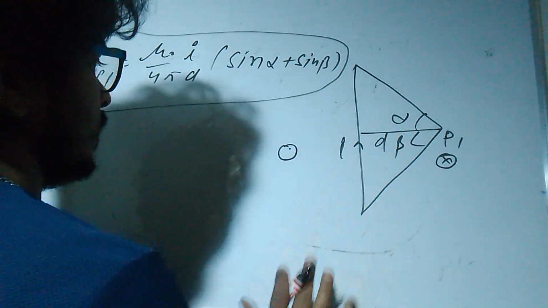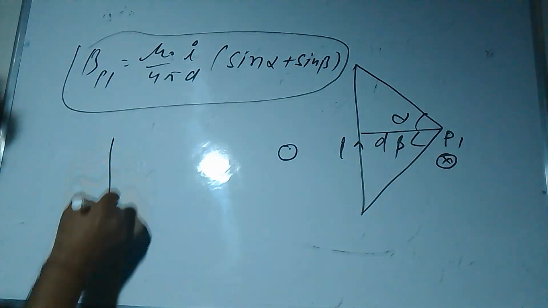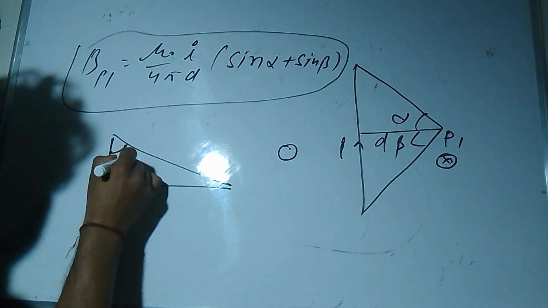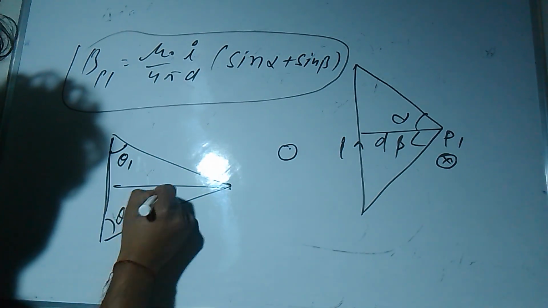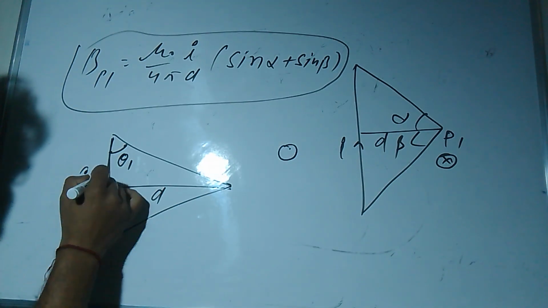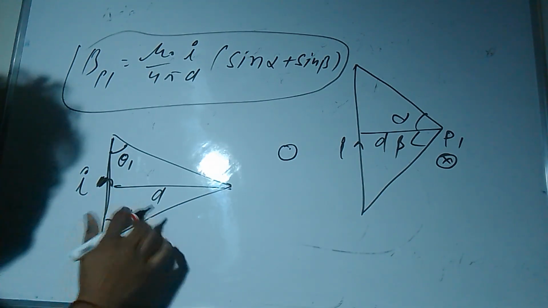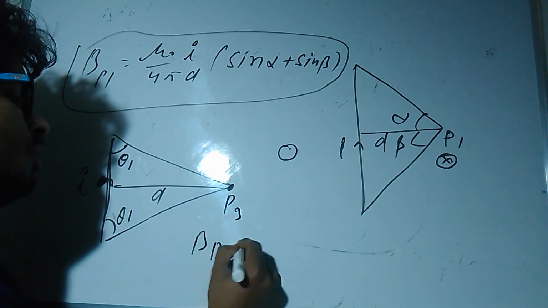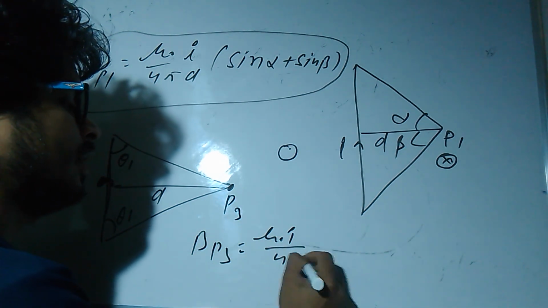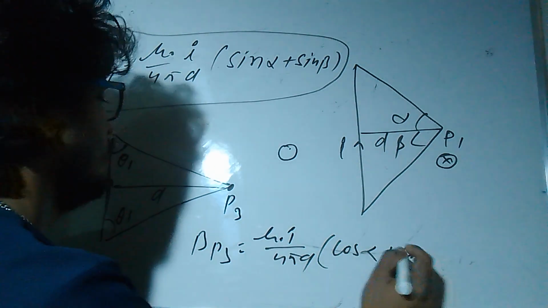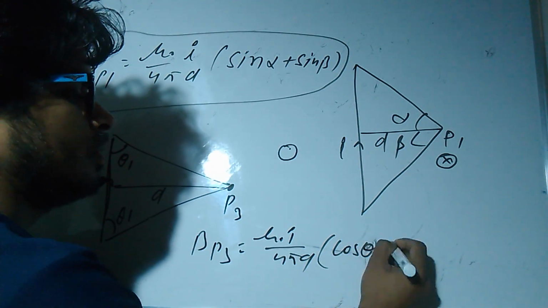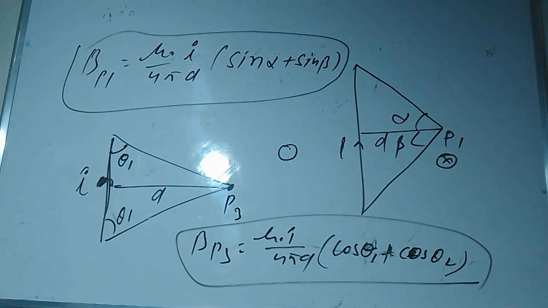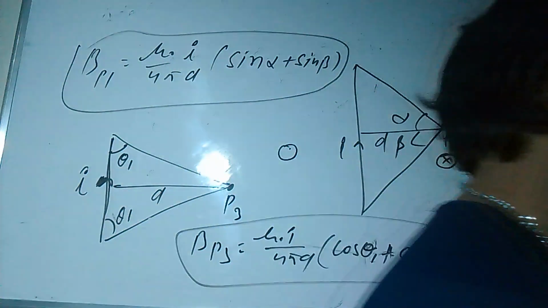Now I'm going to take another condition, one that people used to get confused over. If I give the angles differently, suppose this angle is theta 1 and this angle is theta 2, this distance is d, and the current I is flowing through the wire. I want to find the magnetic field at this point, suppose P3. The magnetic field at point P3 will be mu naught I divided by 4 pi d, times cos theta 1 plus cos theta 2. This relation is very important, and now we'll play with it one by one.